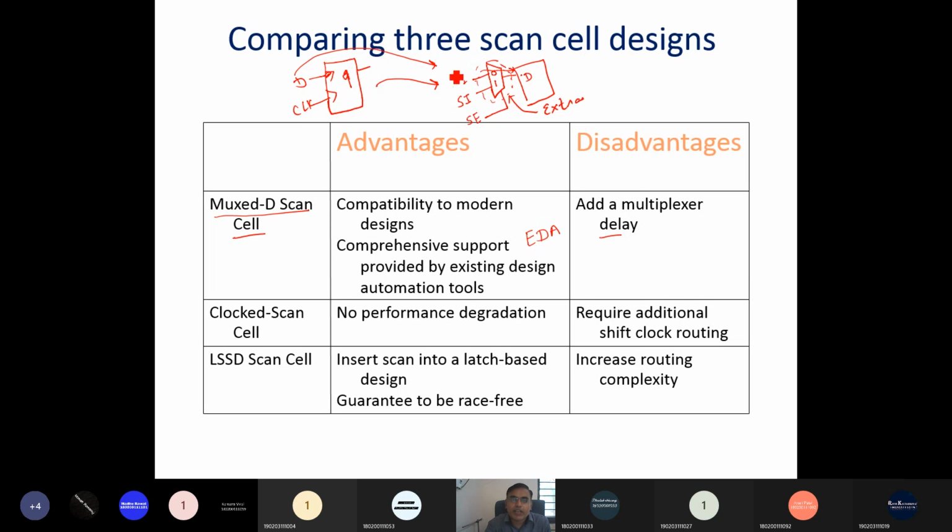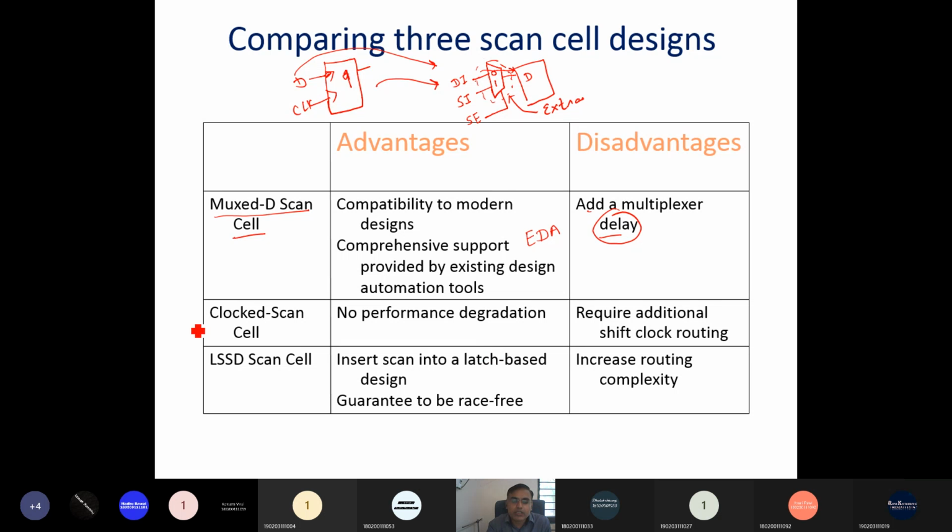So if we add this multiplexer in a critical path, then definitely it changes the timing criteria. It may violate the timing criteria, violate the propagation delay. So we have to check the critical path after adding this 2-to-1 mux, again we have to see whether the timing is matching or not. Okay. So that is the disadvantage of the MUX-D scan cell.